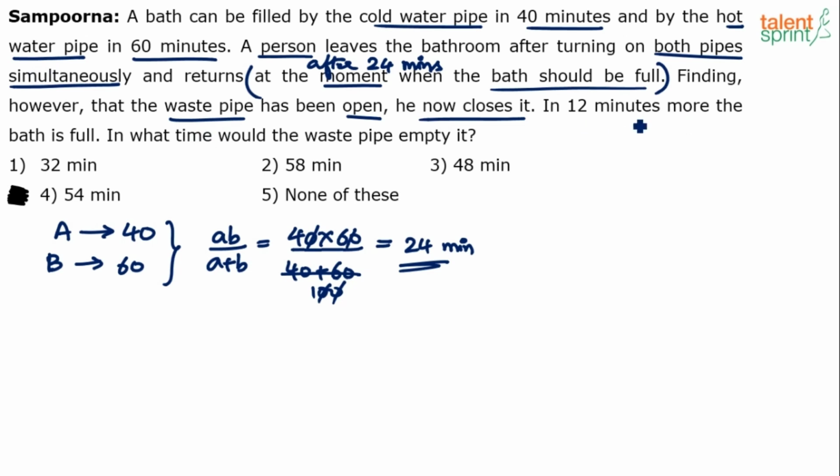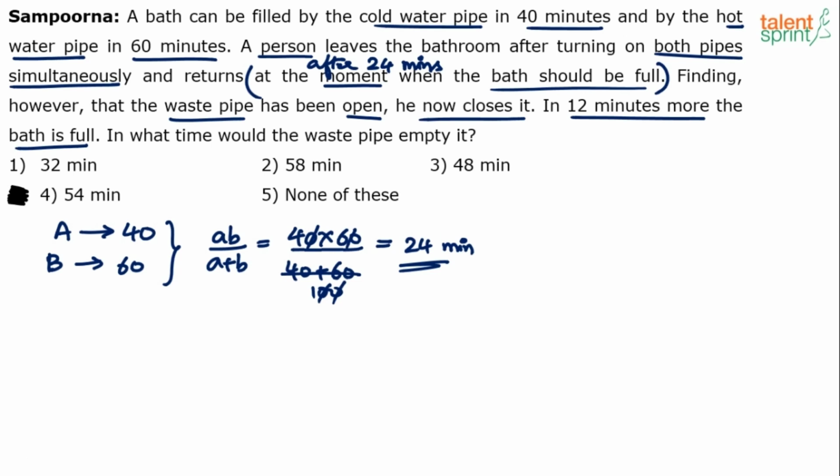In 12 minutes more, so from now onwards, it takes 12 minutes more for the bath to be full. In what time would the waste pipe empty it? Let's figure this out now. Simple. I think you don't have to do any more calculation. The only calculation that we need to do in this entire solution is this 24 minutes. Once you have done this, you can now answer the question without putting pen on paper.